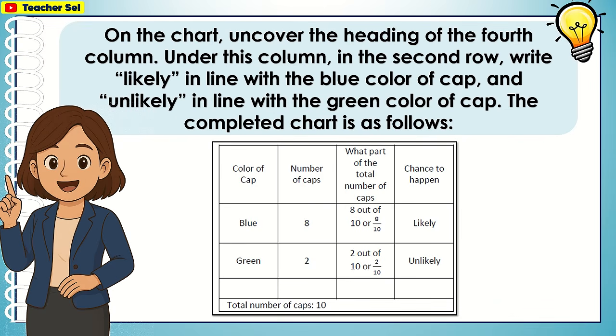On the chart, let's uncover the heading of the fourth column. Under this column, in the second row, write likely in line with the blue color of cup and unlikely in line with the green color of cup. The completed chart is as follows.